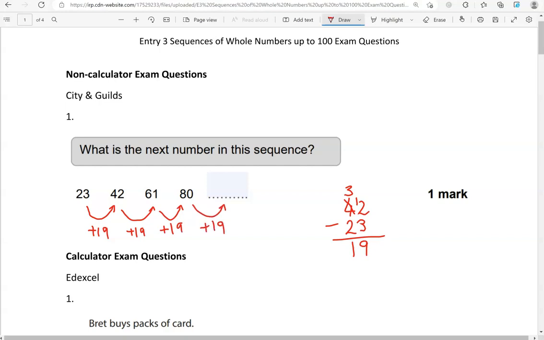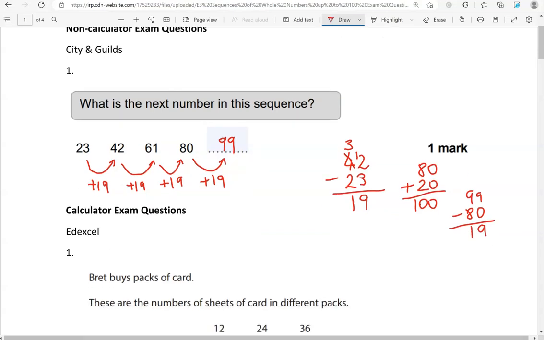Add 19. So I could add 20 and take away 1. That would be the same as adding 19. So 80 and 20, that is 100. Take away 1, that would be 99. So if you want to check, you can reverse this. 99, take away 80, does that give us 19? 9 take away 0 is 9. 9 take away 8 is 1. So we've done it correctly.